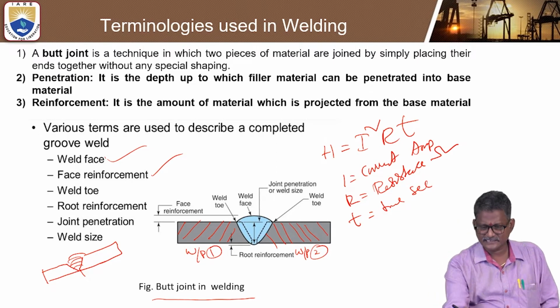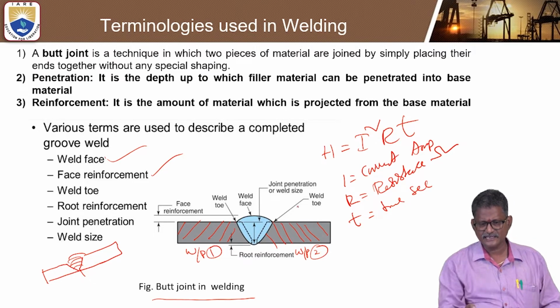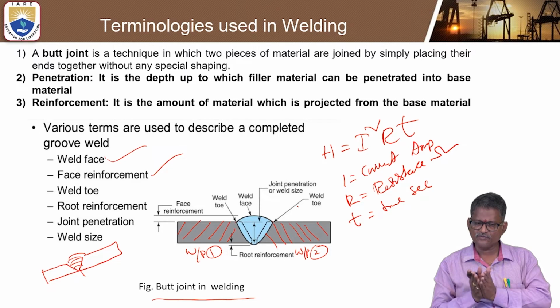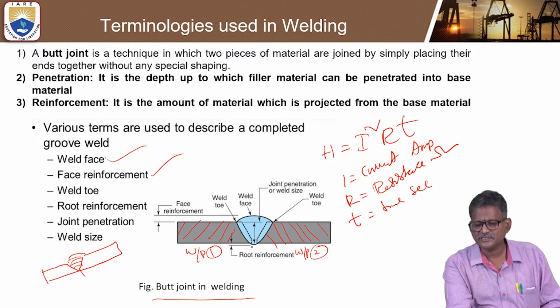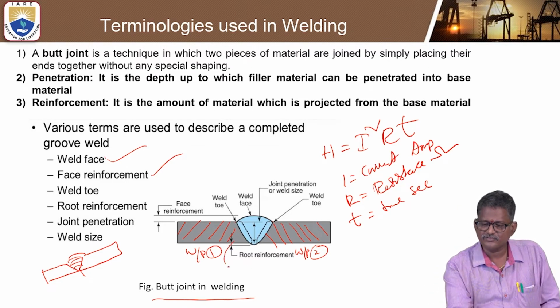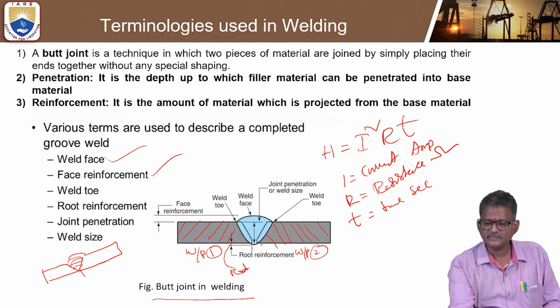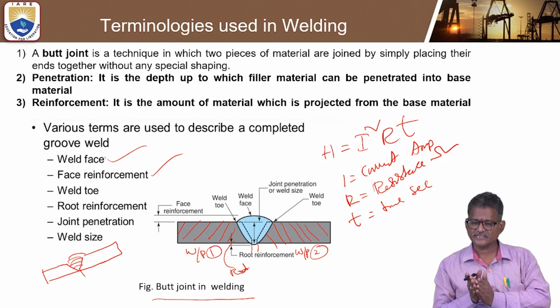So let us see, this is the starting point. This is the weld toe left side, weld toe right side, and root reinforcement. So root is called, this is called how much distance below the workpiece. This is called the root. We will call it a root, and this is also the weld size. Okay, so weld size, joint penetration.